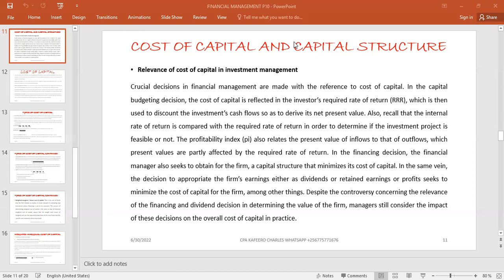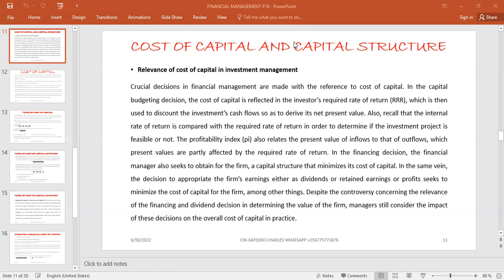what we are trying to look at is how they are related. We want to get the required rate of return, and we compare it with whichever method we shall be using, net present value, payback period, internal rate of return, and all of that, as we shall see them. But for now, let's try to see the relevances.